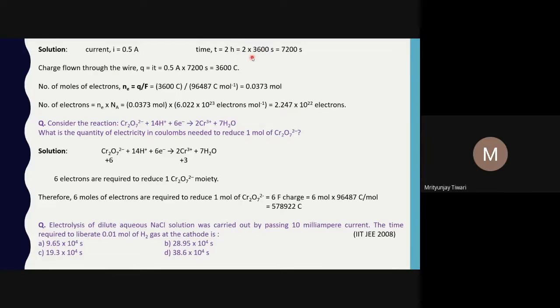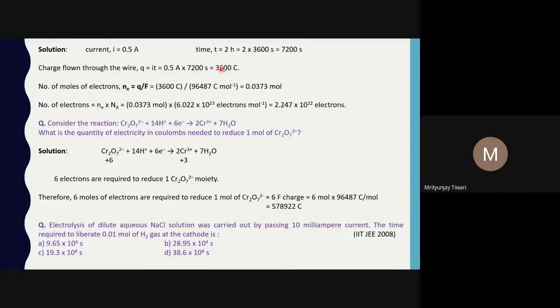We know 1 hour is equal to 3600 seconds, 60 into 60, 3600 seconds. So 2 hours will be 7200 seconds. So the charge flown through the wire will be Q equal to I into t, and the value of I is this and time in seconds is this. So we get 3600 coulomb charge.